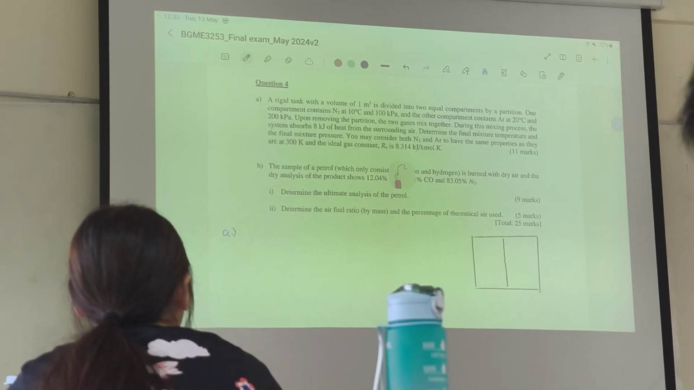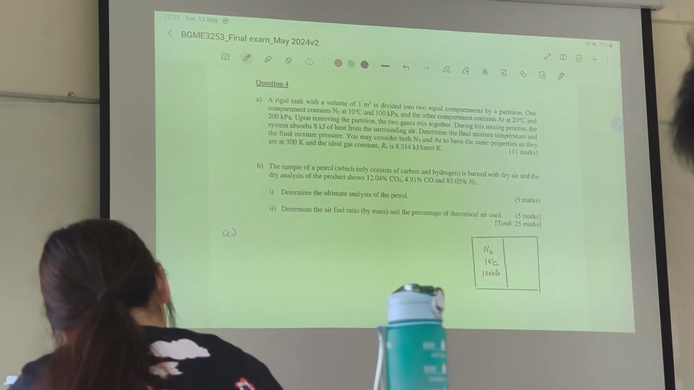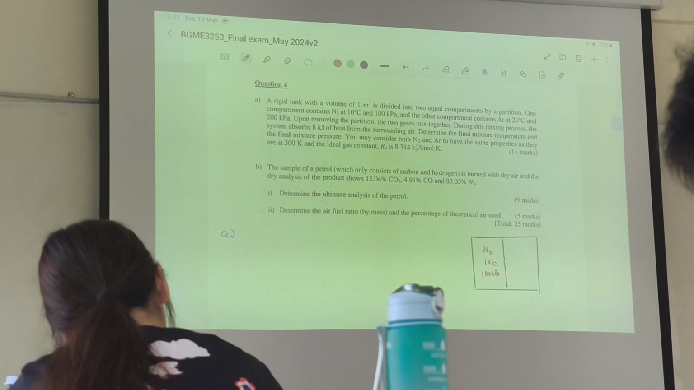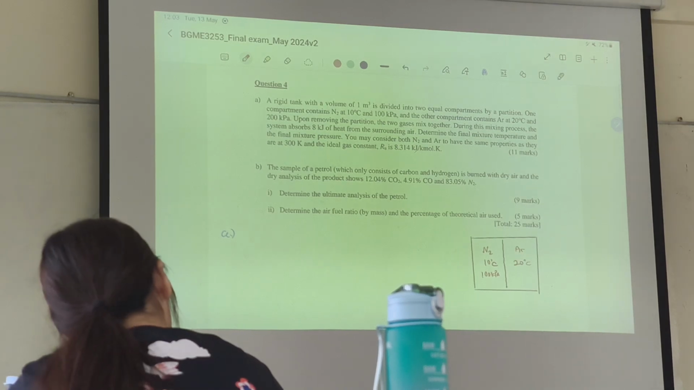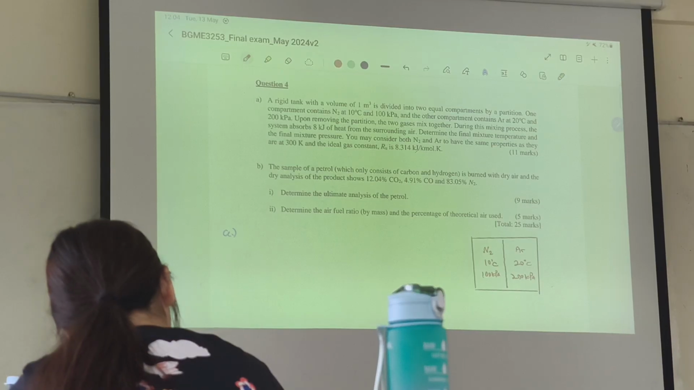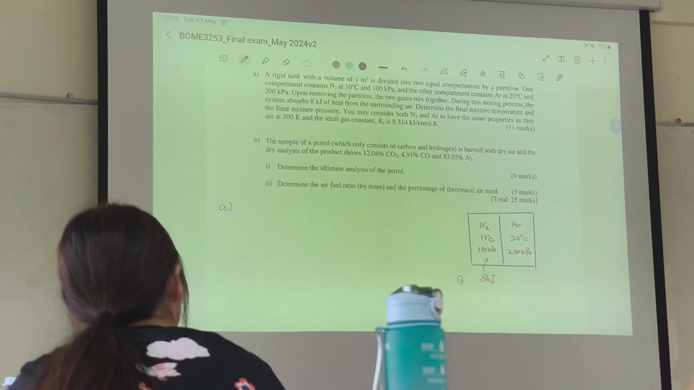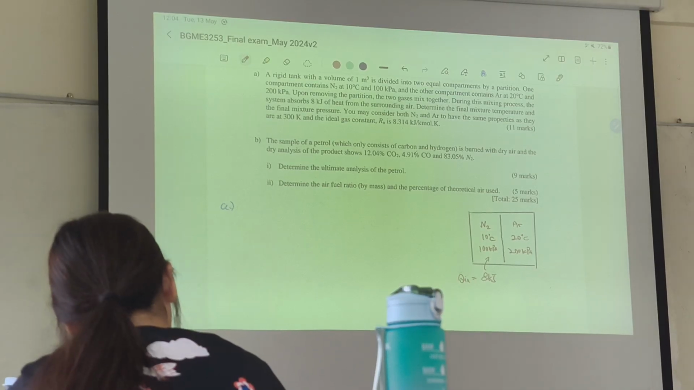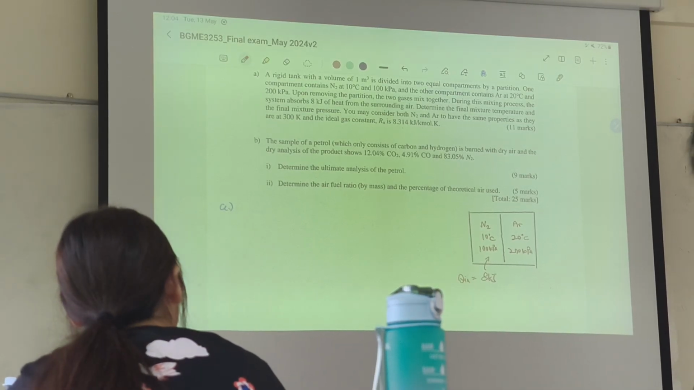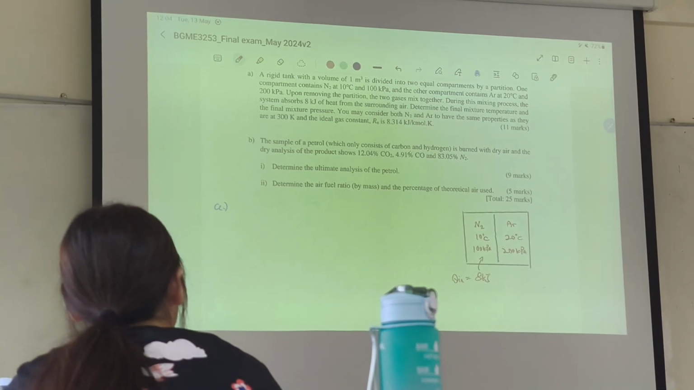One compartment contains N2 at 10 degrees Celsius, 100 kilopascal. The other compartment contains Ar at 20 degrees Celsius, 200 kilopascal. Upon removing the partition, the two gases mix together. During this mixing process, the system absorbs 8 kilojoule of heat from surroundings. So, still heat. Determine the final mixture temperature and the final mixture pressure.